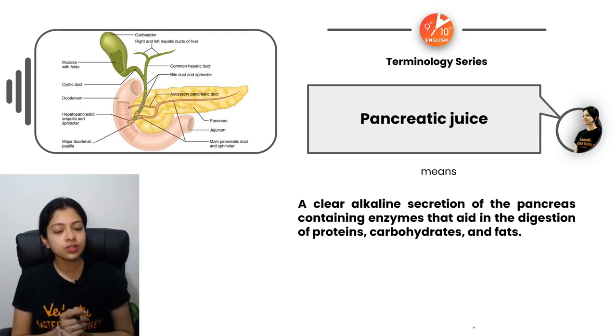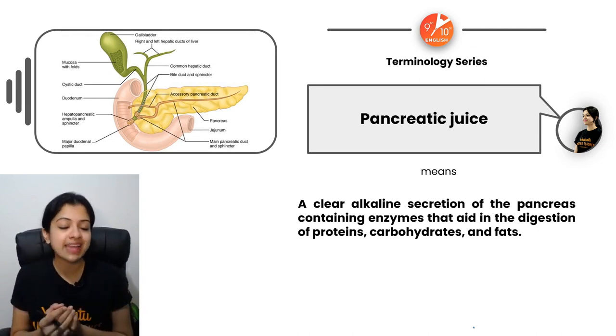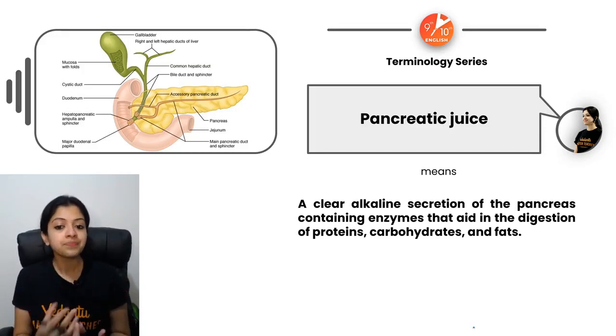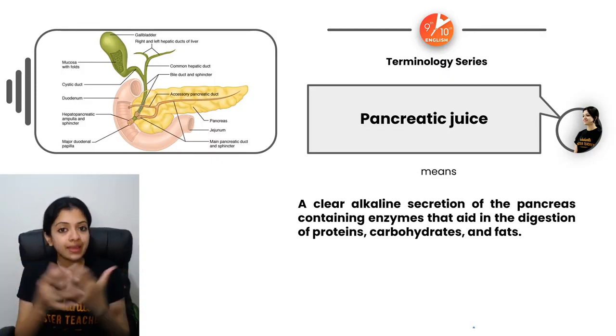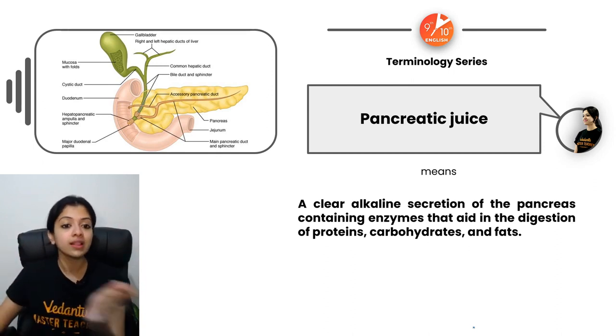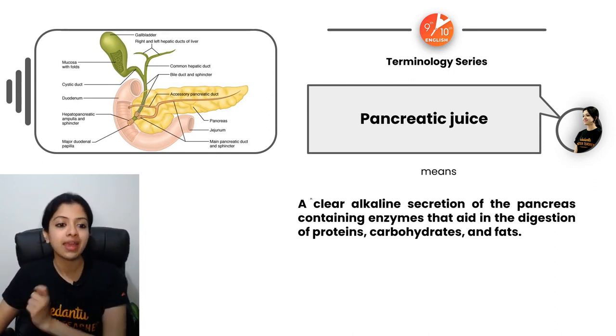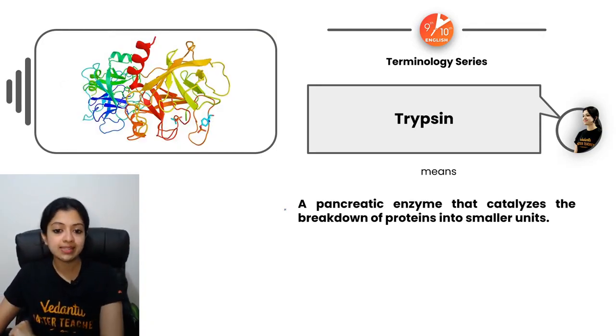The pancreas also secretes what we call pancreatic juice, which is a mixture of several enzymes which aid in digestion of proteins, carbohydrates, and fats. All of these enzymes mixed up together is what the pancreas secretes, and we call that mixture the pancreatic juice. Okay, right. So this is what it is.